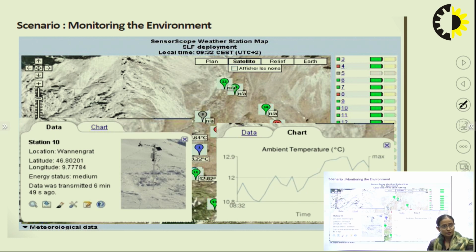This is another area where sensors are being heavily deployed, for example, monitoring the environment. There are certain areas where human reachability is minimal, and in that area we can deploy a sensor network, and with the help of that sensor network we can predict the change in the environment of that particular area.